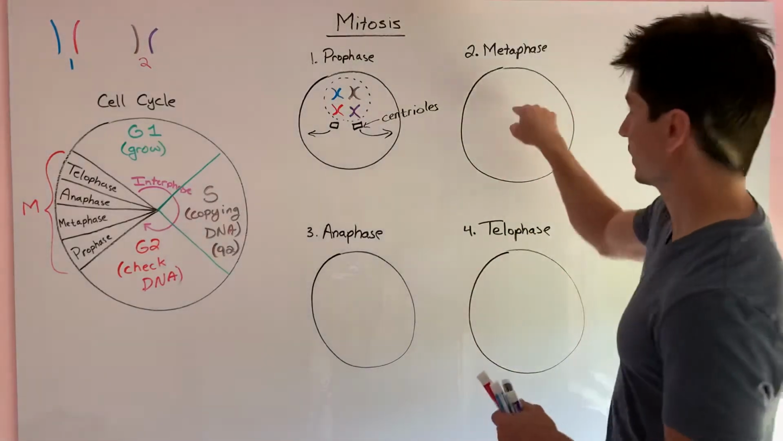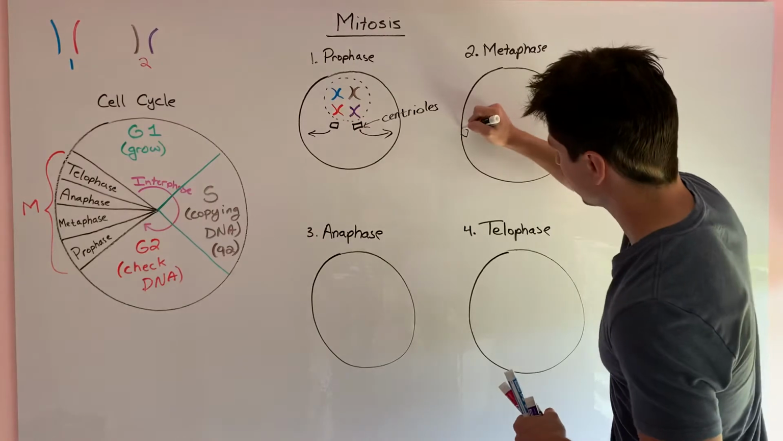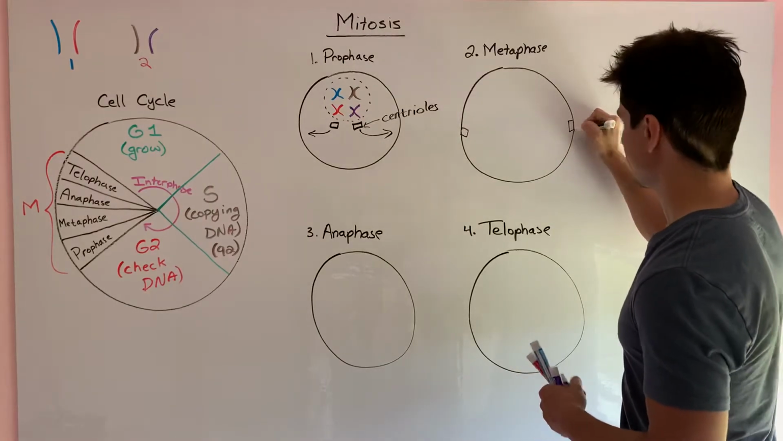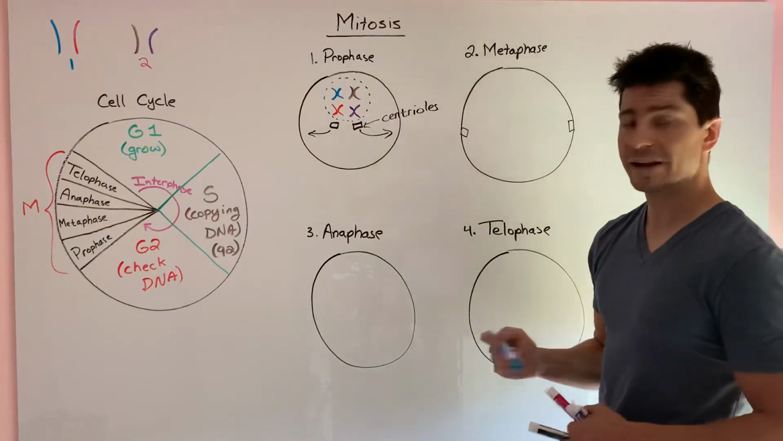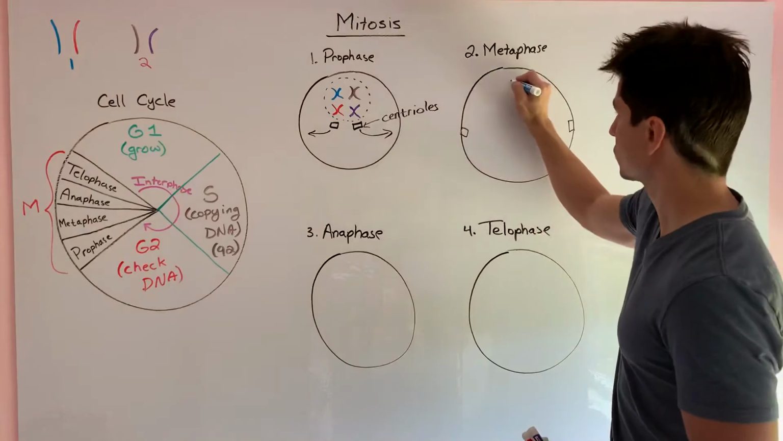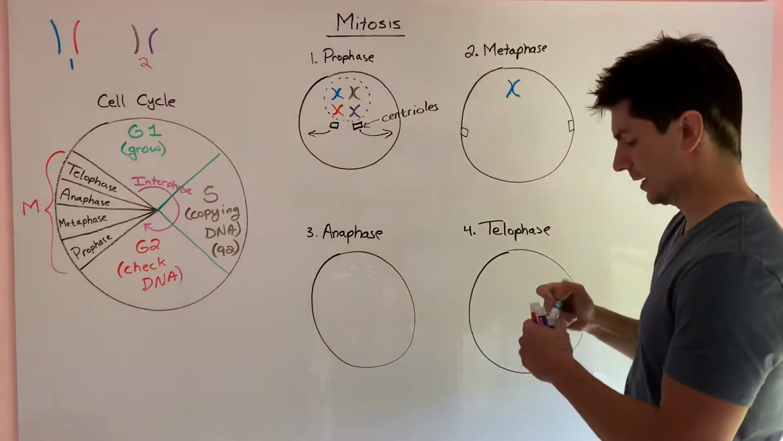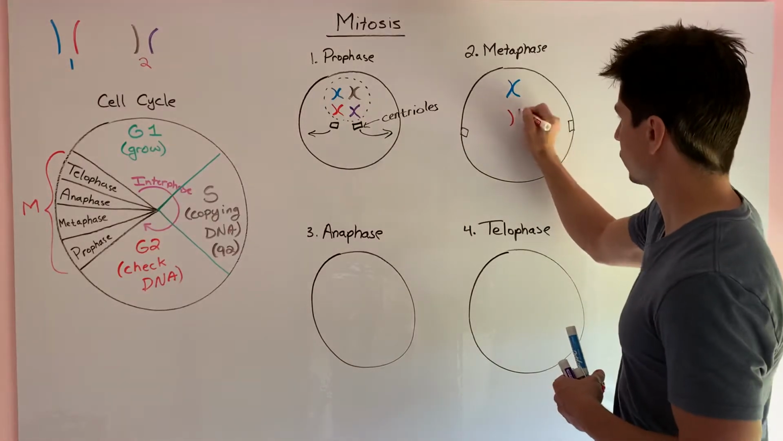All right. Let's go to metaphase. This is going to be our second one here. So let's start off with our centrioles. They are now completely toward the poles. Here's how to remember this one. Metaphase means middle. These chromosomes are going to line up in the middle of the cell. So they're going to form a nice line.